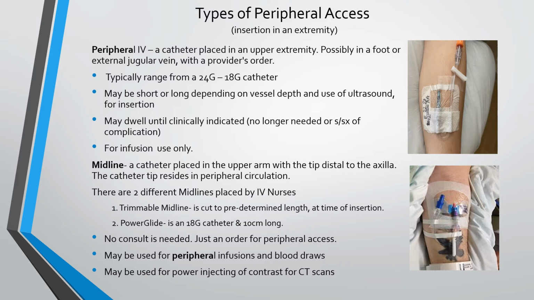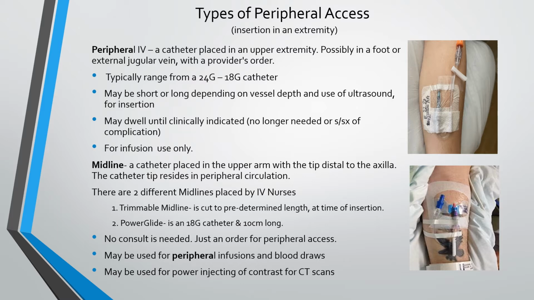They typically range from a 24 to an 18 gauge catheter, and they may be short or long depending on the vessel depth and the use of ultrasound for insertion. They may dwell until clinically indicated, meaning until they are no longer needed, or there are signs and symptoms of complications. Peripheral standard catheters are used for infusion only.